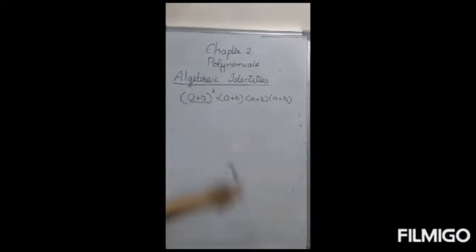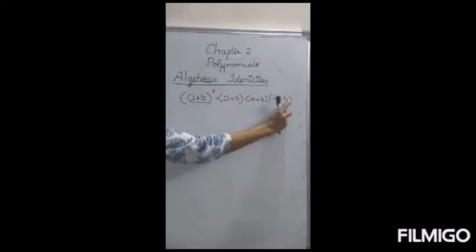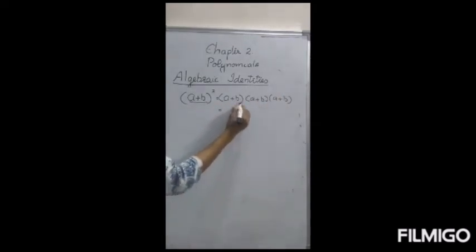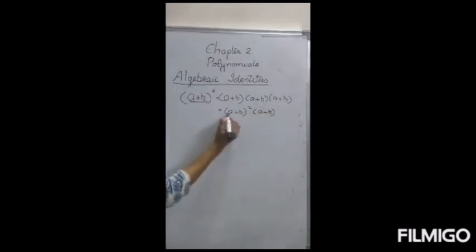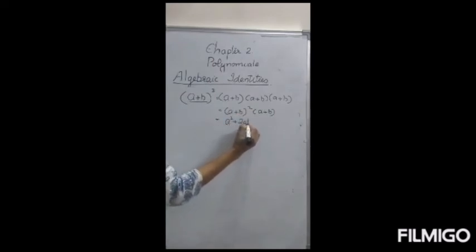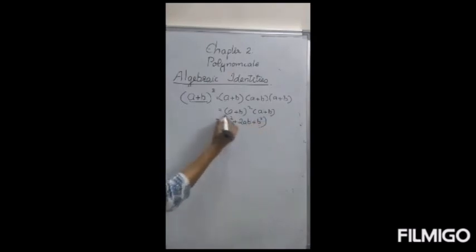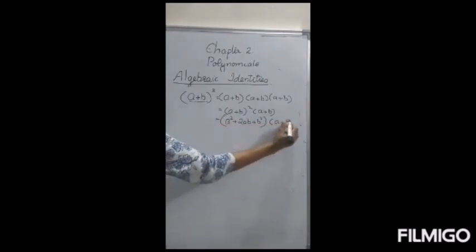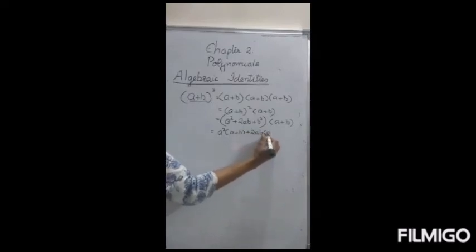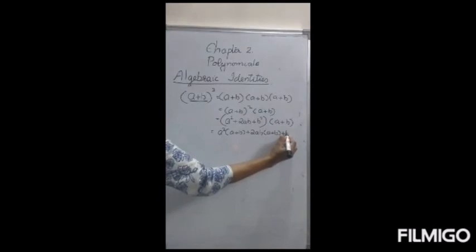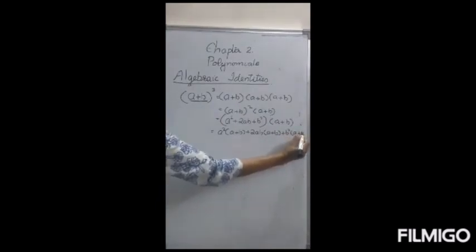So (a + b) whole cube equals (a + b)(a + b)(a + b). Now we know (a + b)(a + b) equals (a + b) square, so (a + b) square into (a + b). Now we know the identity (a + b) whole square equals a square + 2ab + b square, into (a + b). That is a square into (a + b) plus 2ab into (a + b) plus b square into (a + b).